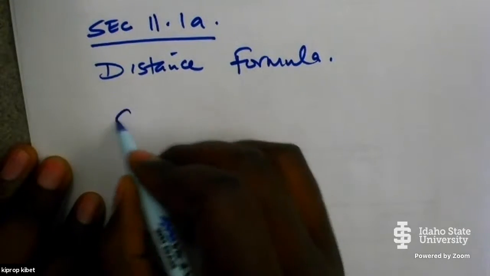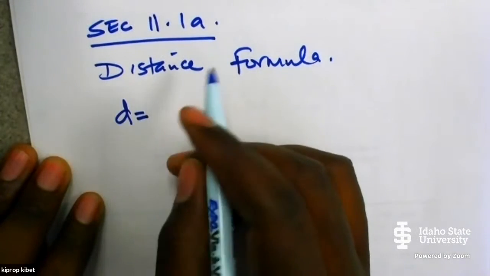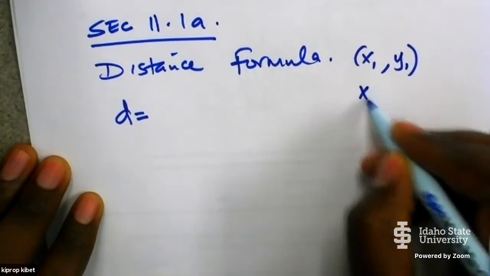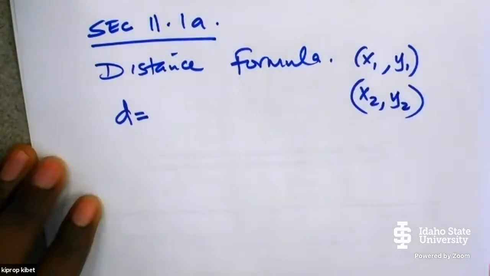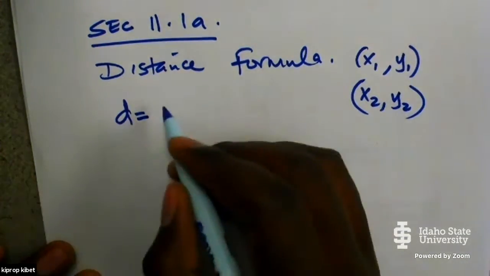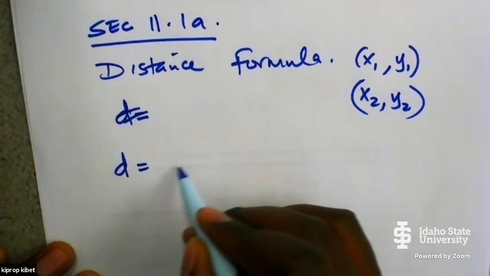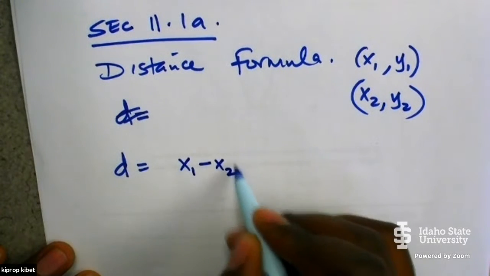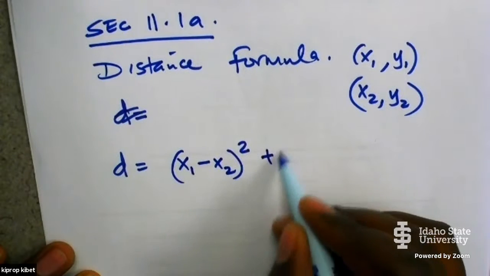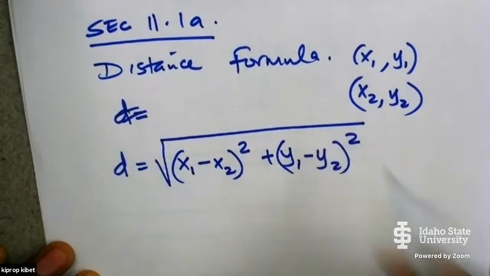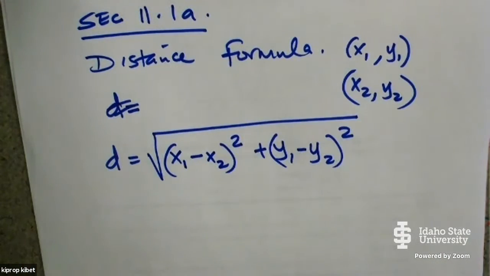So we say the distance, which you can put as d, when we have 2 points, (x1, y1) and (x2, y2). So the distance is d equals the square root of (x1 minus x2) squared plus (y1 minus y2) squared. That is the distance between the 2 points.